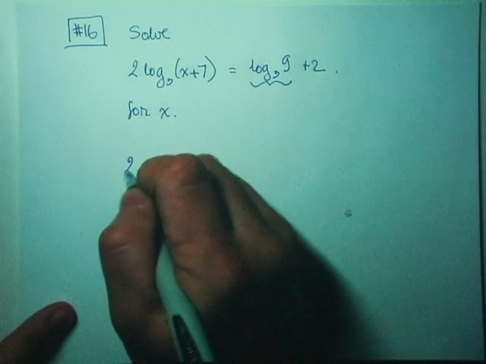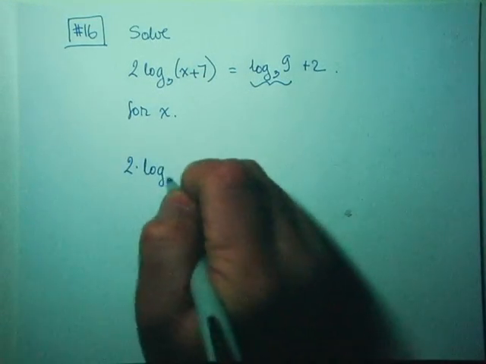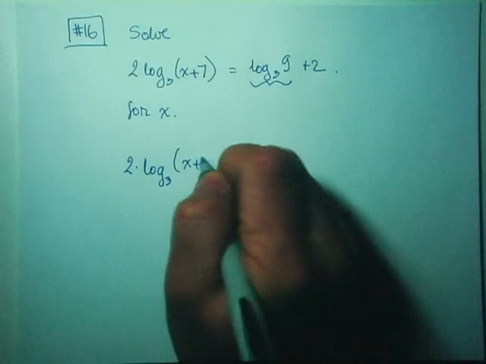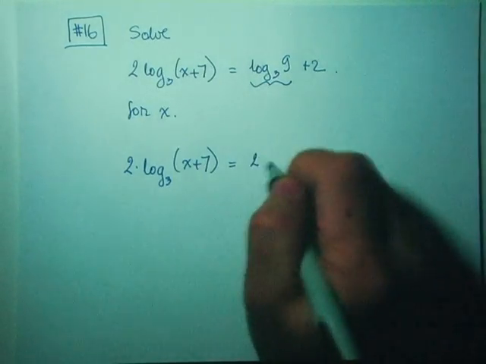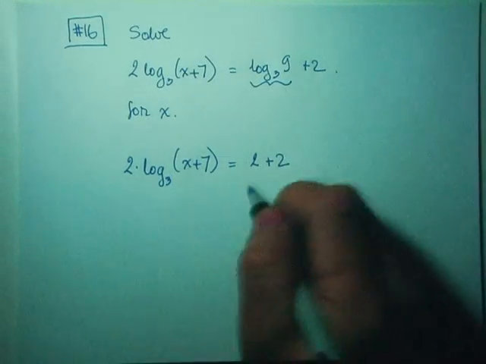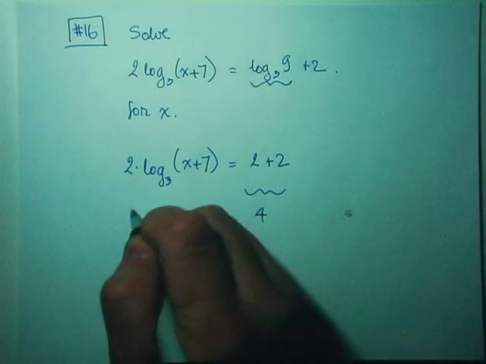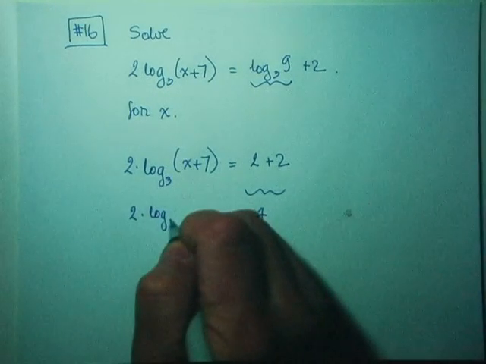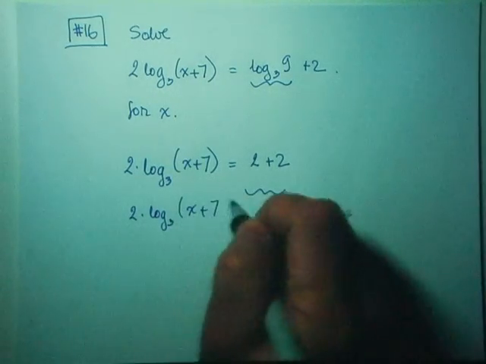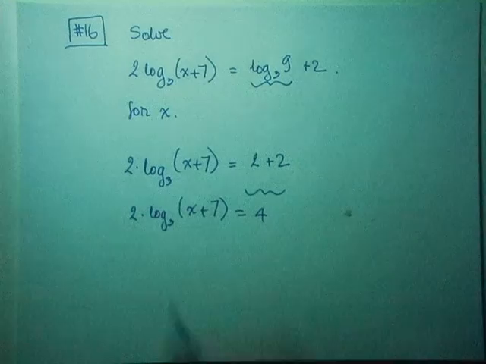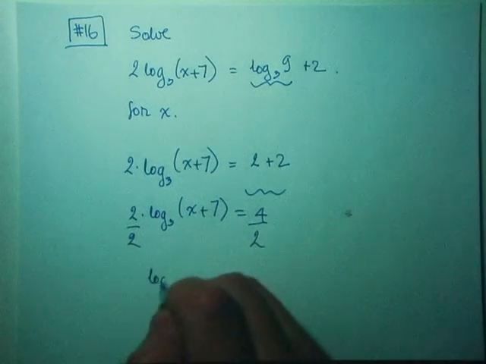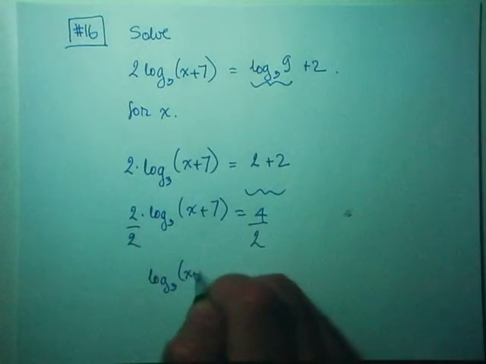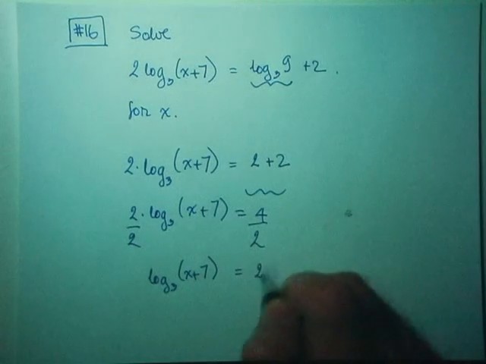So here I have 2 times log base 3 of (x + 7). Like I said, log base 3 of 9 equals 2, and plus 2 again, so you actually have 4, isn't it? So you have 2 times log base 3 of (x + 7) equals 4. And so at this point, the equation is becoming clearer. Dividing both sides by 2, I'm going to have log base 3 of (x + 7) equals 2.